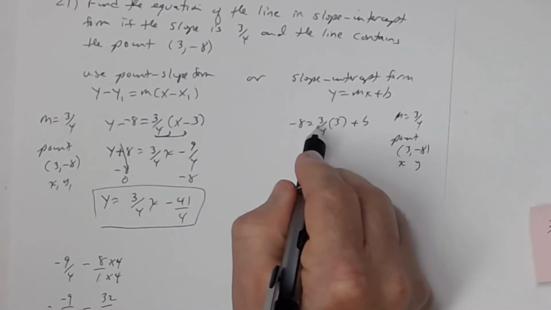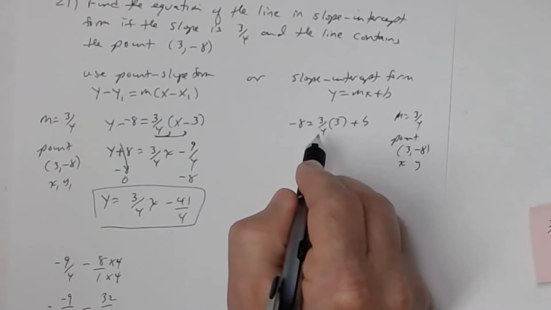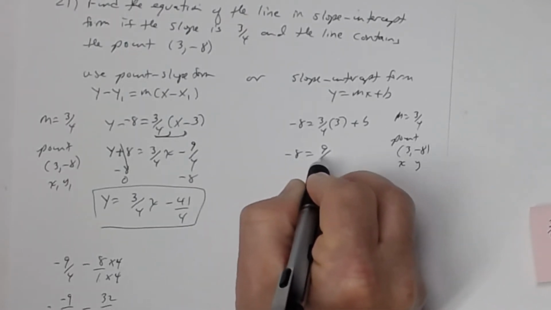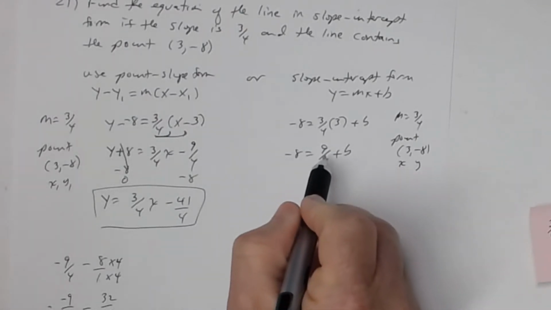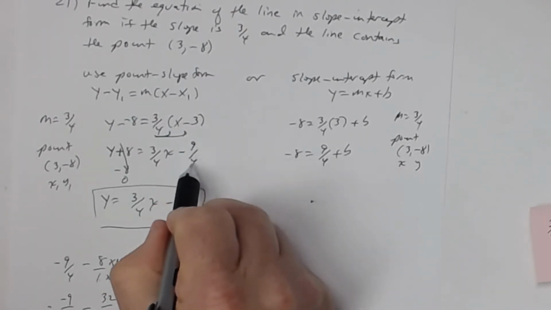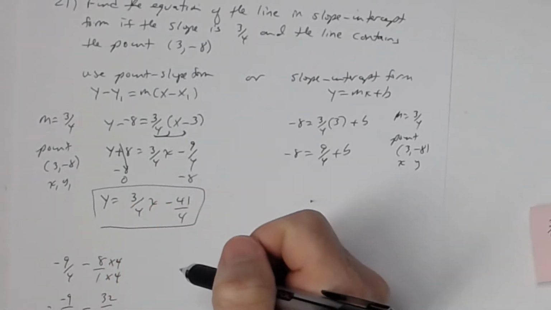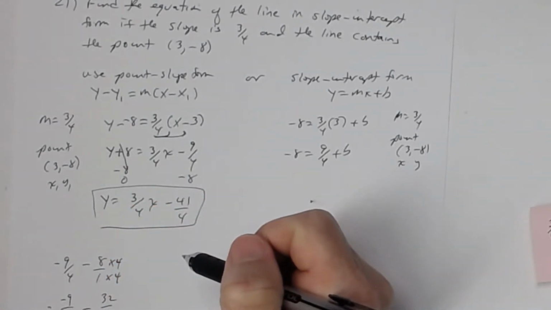So let's go ahead and multiply these two factors here. 3 times 3 is 9, 4 times 1 is 4. So I get negative 8 equals 9 fourths plus b. Now that 9 fourths should look familiar. That's this right here, right? See that 9 fourths right here? Although it's listed as a negative 9 fourths.